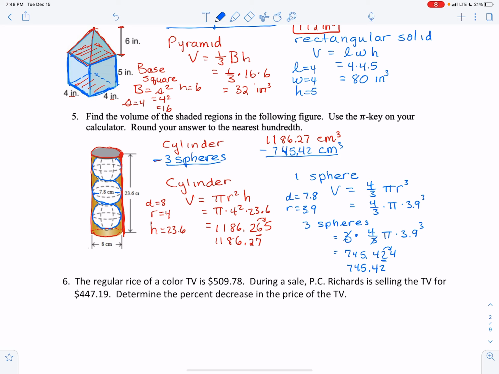So we want to take the volume of the cylinder and cut out the volume of the 3 spheres. So I have 440.85, and it'll be in cubic centimeters.